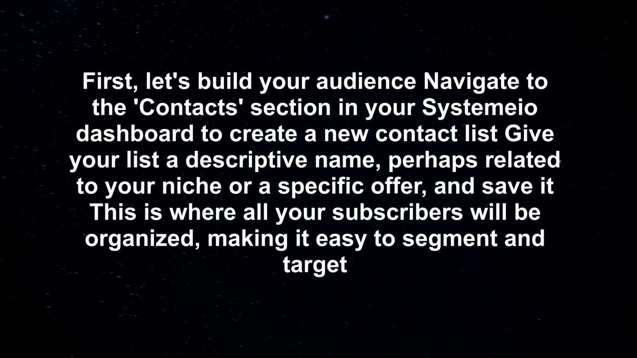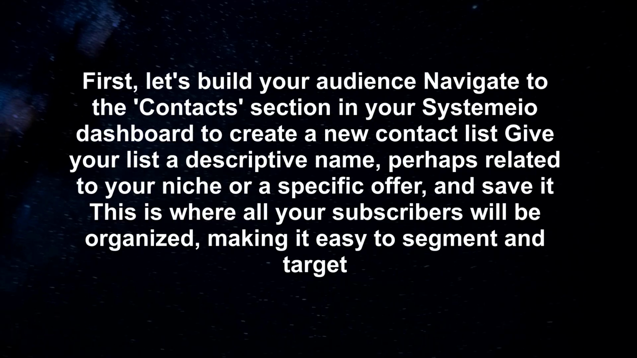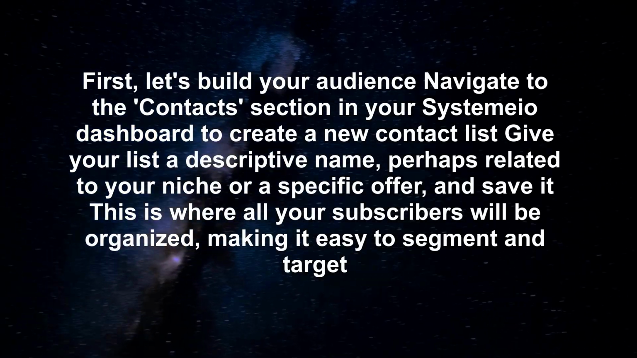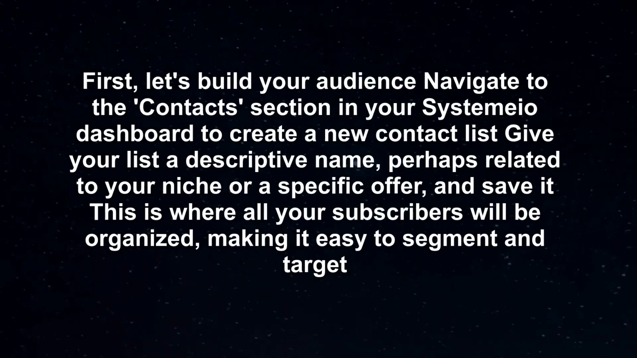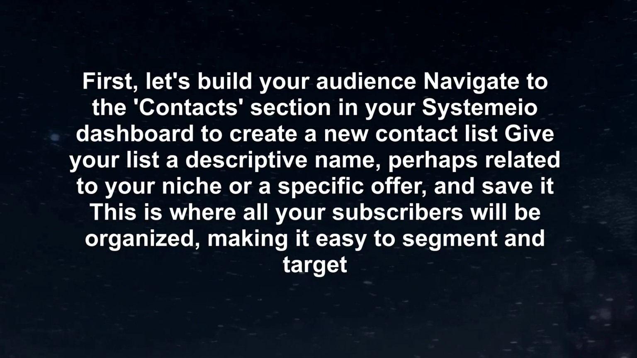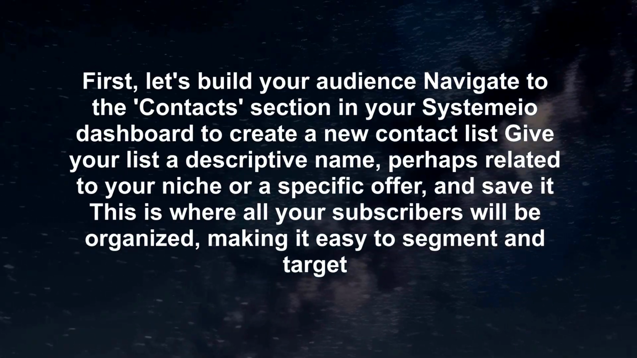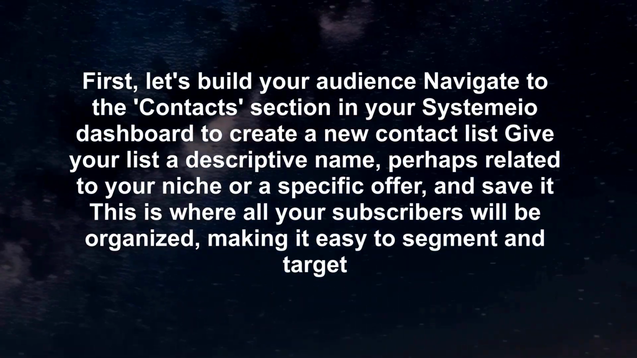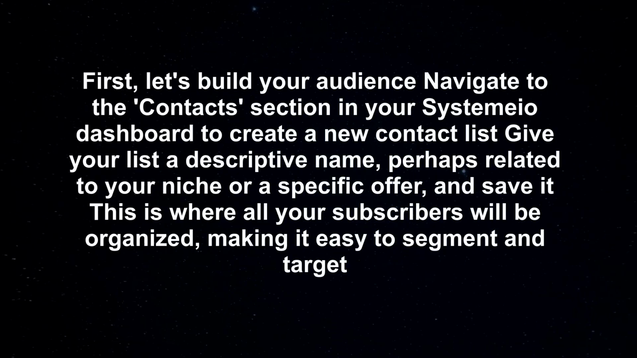Navigate to the contact section in your Systemaio dashboard to create a new contact list. Give your list a descriptive name, perhaps related to your niche or a specific offer, and save it. This is where all your subscribers will be organized, making it easy to segment and target.